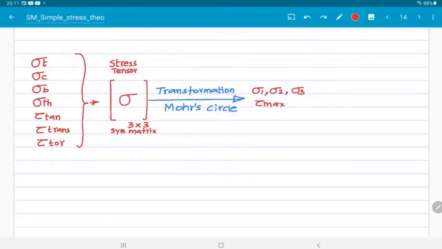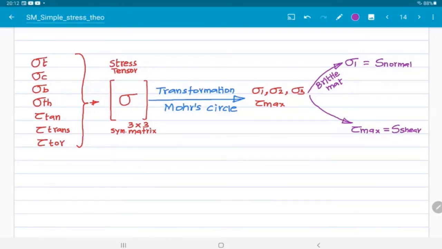From the principal stress, sigma 1 is used to compare with the normal strength, meaning tensile strength, for brittle material. For ductile material, tau max is compared with the shear strength. You have already calculated tau max from the transformation process.